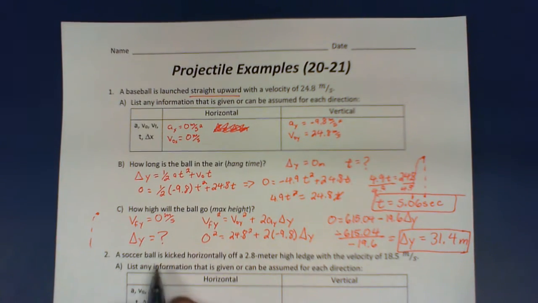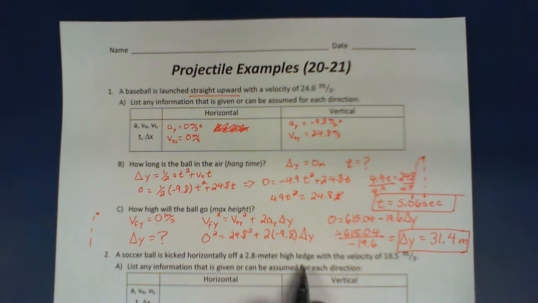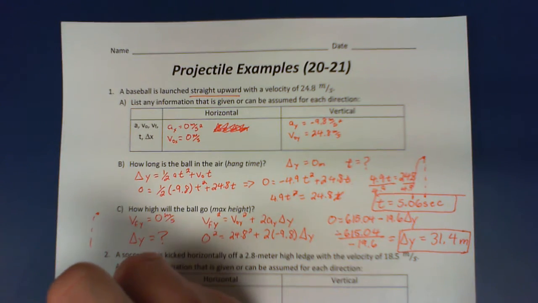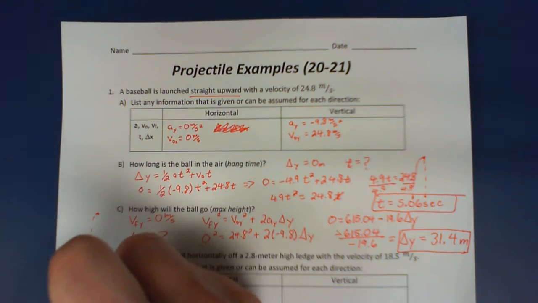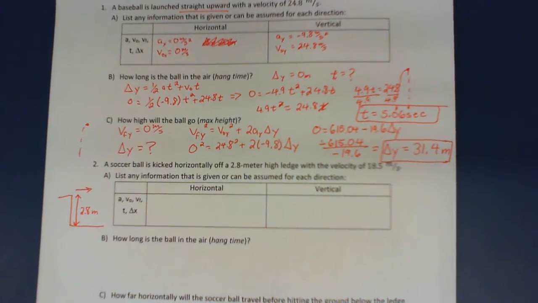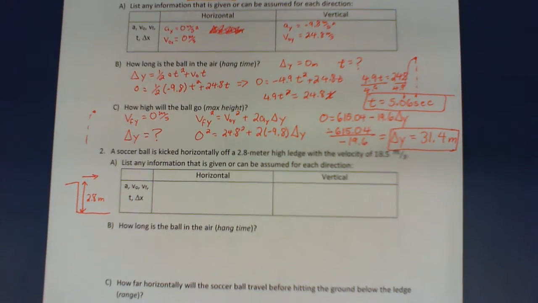Number 2, it says a soccer ball is kicked horizontally off of a cliff that has a height of 2.8 meters. So it's not a cliff, it's a ledge. So the height of the ledge is 2.8 meters, and it's kicked horizontally. All right, so kicked horizontally off of this ledge.